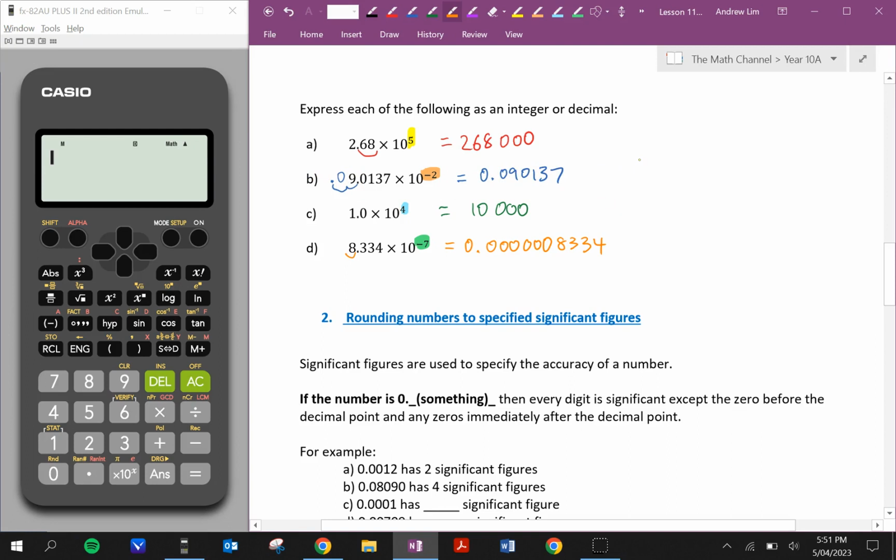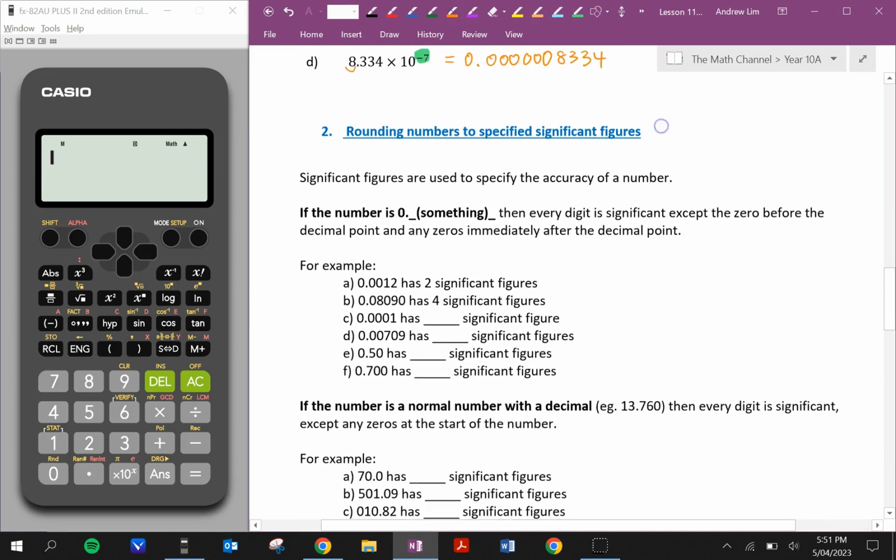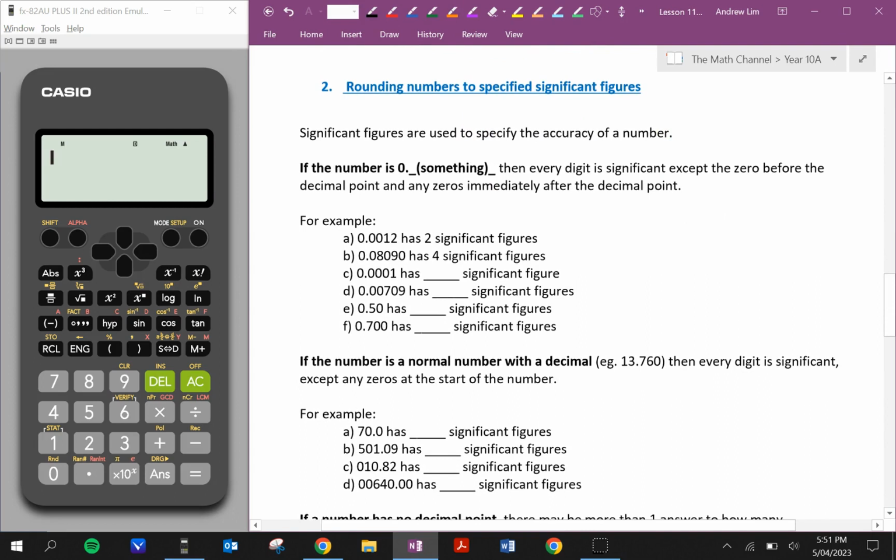Alright, so now let's have a look at part 2 of this lesson, rounding numbers to specify significant figures. Now, significant figures are used to specify the accuracy of a number. So, we need to be aware of all the different scenarios. Okay, if the number is 0 point something, then every digit is significant except the 0 before the decimal point and any zeros immediately after the decimal point. They are not significant.